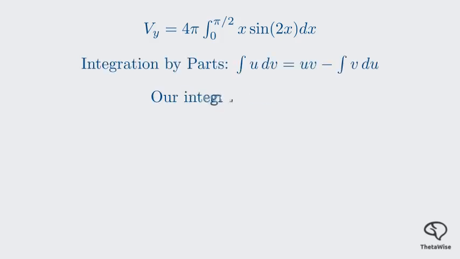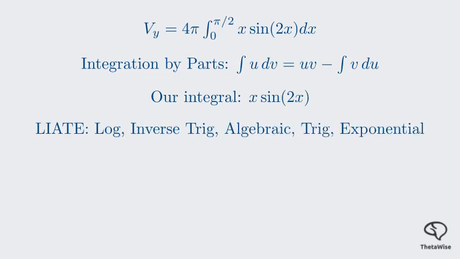Let's perform the integration by parts for example 5.6, part 2. We need to integrate 4 pi times the integral of x sine 2x dx. The formula for integration by parts is the integral of u dv equals uv minus the integral of v du. We use the mnemonic LIATE to choose our u: L for log, I for inverse trig, A for algebraic, T for trig, E for exponential. In our integral, we have an algebraic term, x, and a trigonometric term, sine 2x. According to LIATE, A comes before T, so we choose u equals x. This means dv is sine 2x dx.